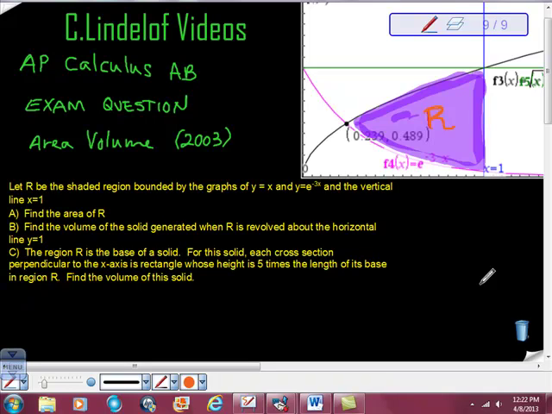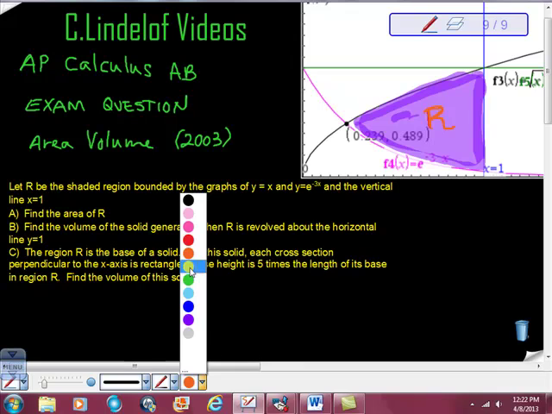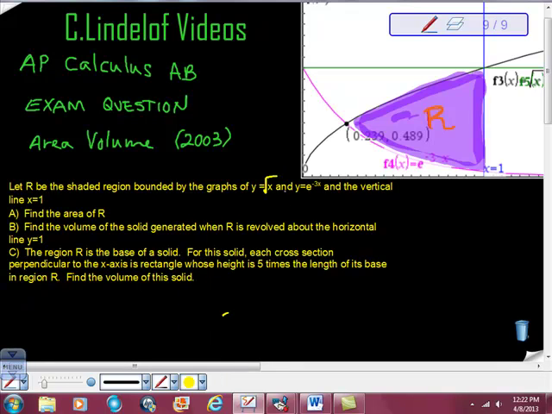It says let R be the shaded region bounded by the graphs of y is equal to, and this should be square root of x. So let me fix that really quick if you don't mind. It should be square root of x, and y is equal to e to the negative 3x power, and the vertical line x is equal to 1. The first thing we're asked to do here is find the area of R.